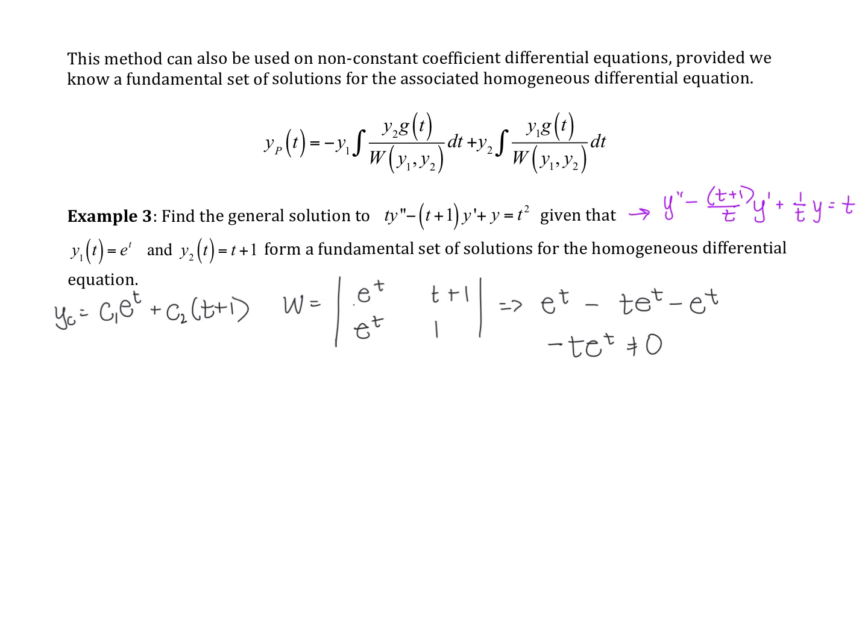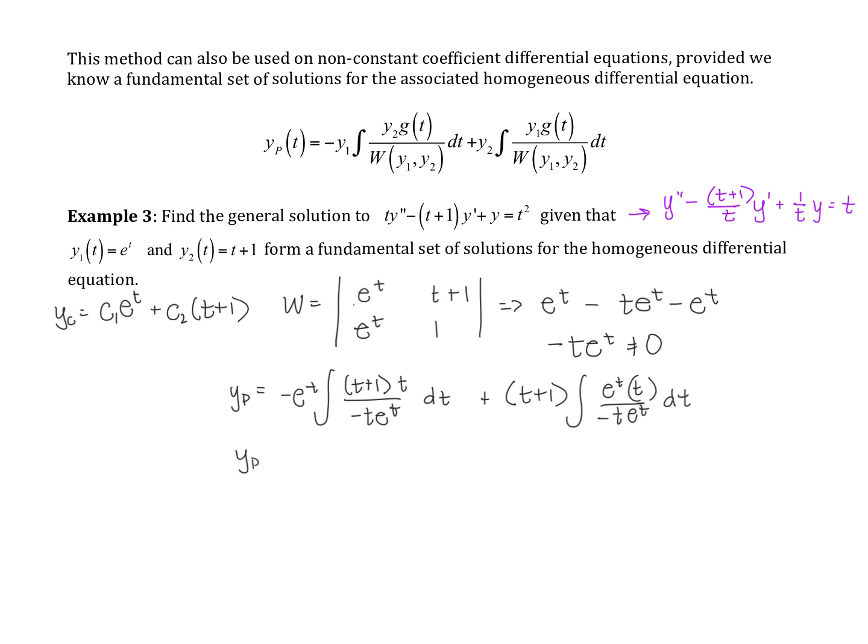So using that as my Wronskian, now I'm going to set up for my particular solution. So y sub p equals negative e to the t times the integral of (t plus 1) times t over negative te to the t dt, plus t plus 1 times the integral of e to the t times t over negative te to the t dt. So let's clean up this integral work.